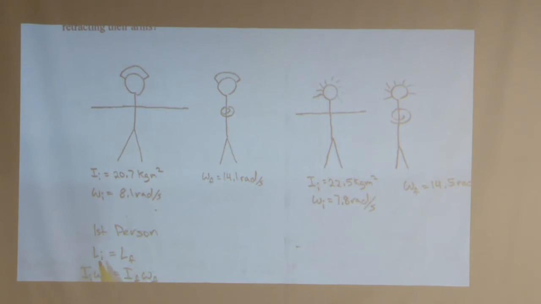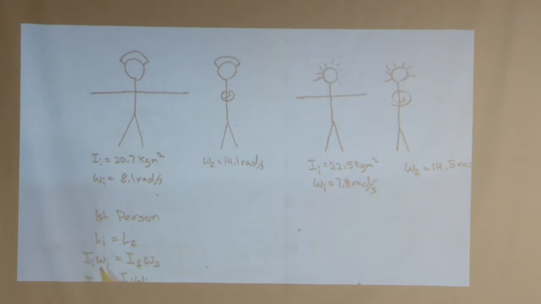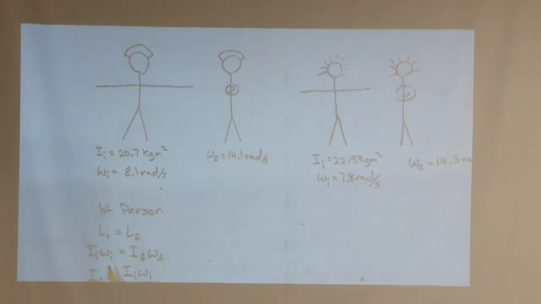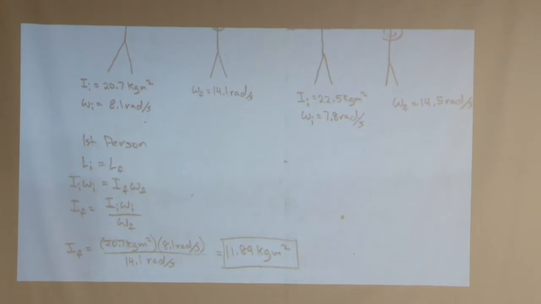If you remember, angular momentum can be calculated as the moment of inertia times omega, which is the angular velocity. So we have I initial, omega initial equals I final, omega final. We're given 3 of those quantities, so we can solve for the 4th one. If we do that, we get 11.89 kilogram meter squared. That's the moment of inertia for Bob after he pulls his arms back.